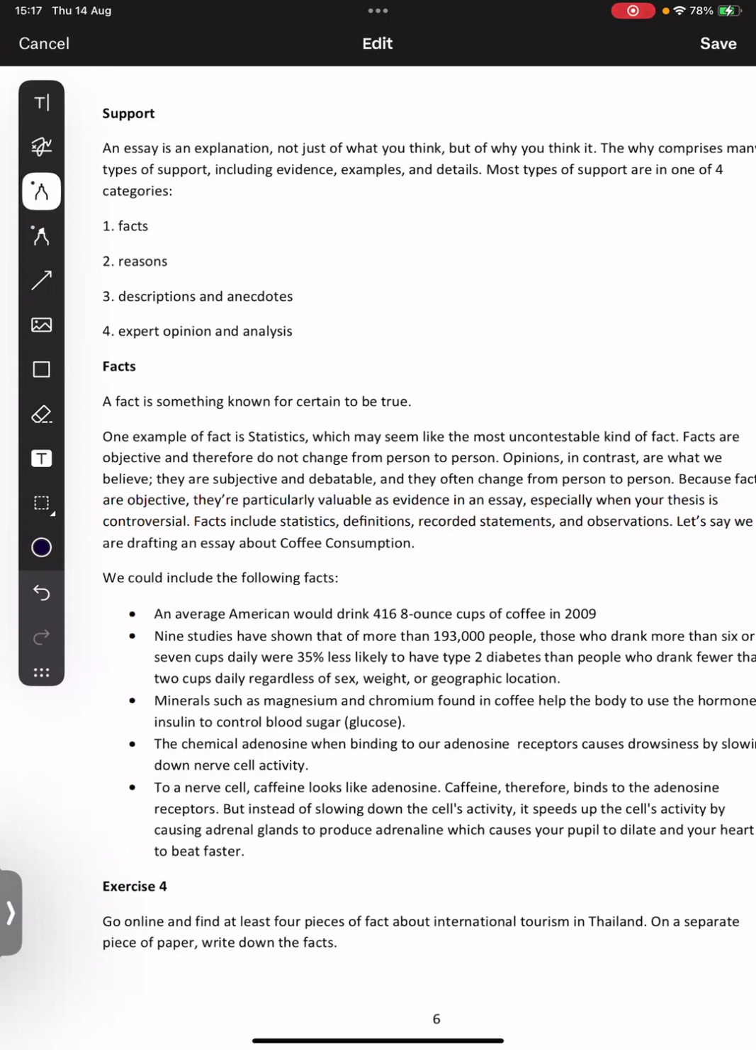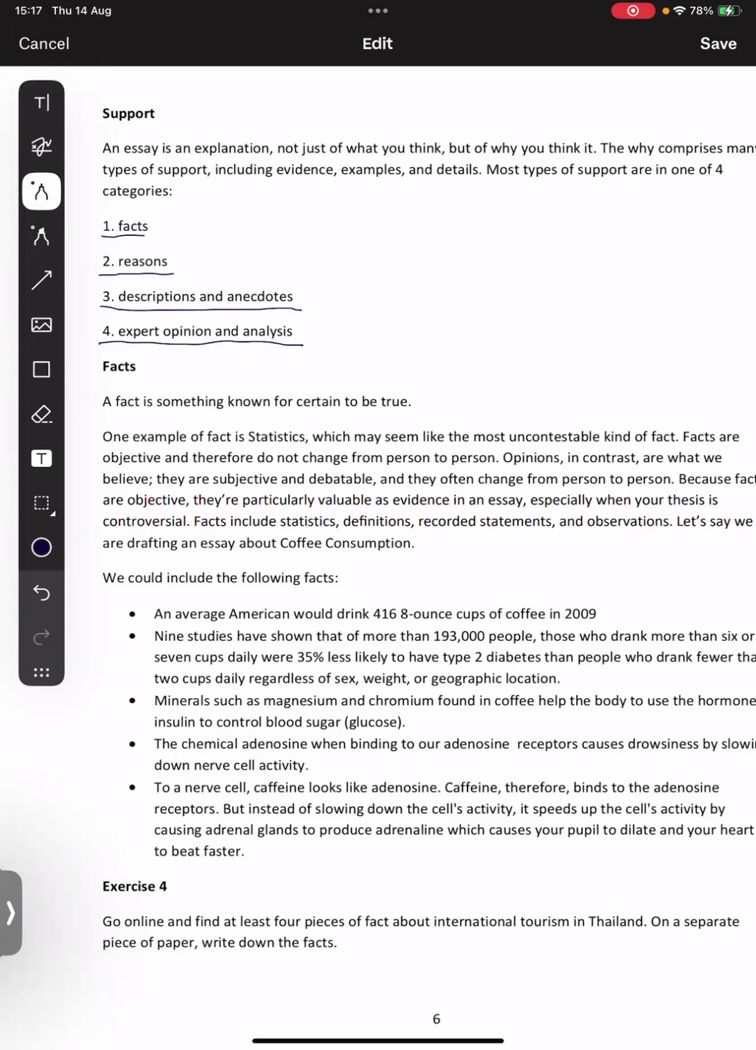Okay, there are four different kinds of support. Basically, we have facts. We use facts as supports, reasoning, description and anecdotes, and expert opinion and analysis. Okay, so these are support, and they are equally important. Right? It doesn't mean one is better than the other.